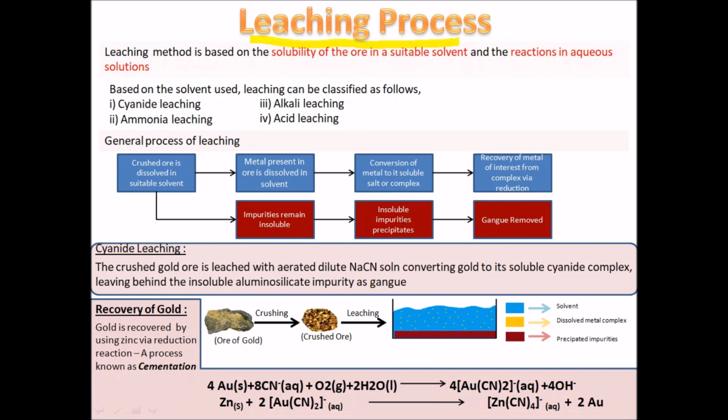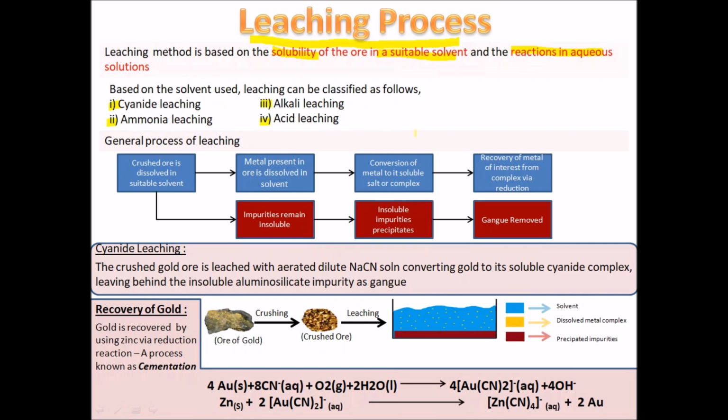Leaching of concentrated ore means draining away the ore into a suitable solvent. The leaching method is based on the solubility of the ore in a suitable solvent and the reactions in aqueous solution. Based on the solvent that is being used, leaching can be of different types. So they are classified as cyanide leaching, ammonia leaching, alkali leaching and acid leaching.